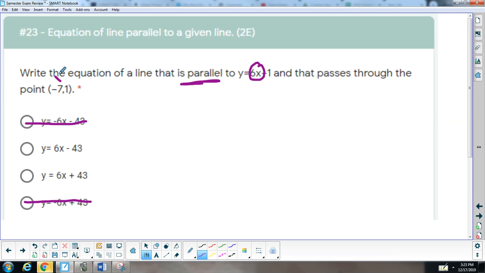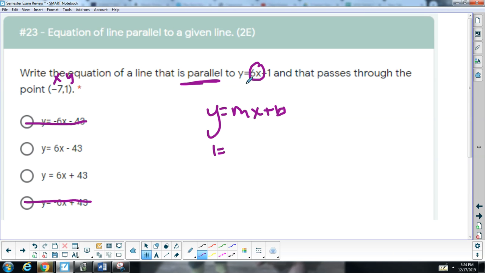Next, we're going to use the point that they give us to find our b value. So y equals mx plus b. We know y is a 1. We know m is a 6 because we got that from the equation. We know x is a negative 7. And we're trying to find b, so plus b.